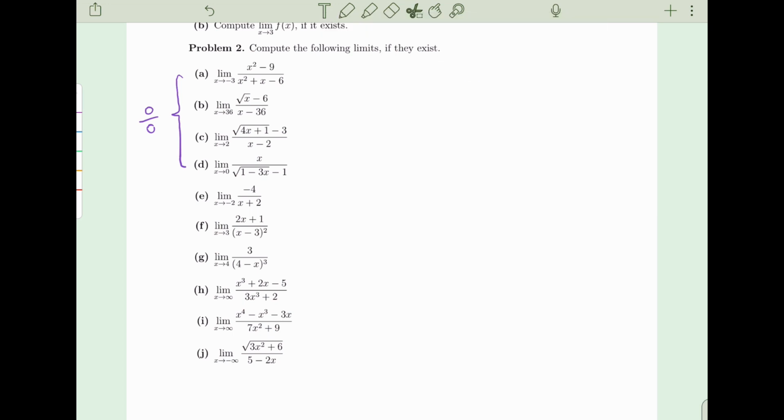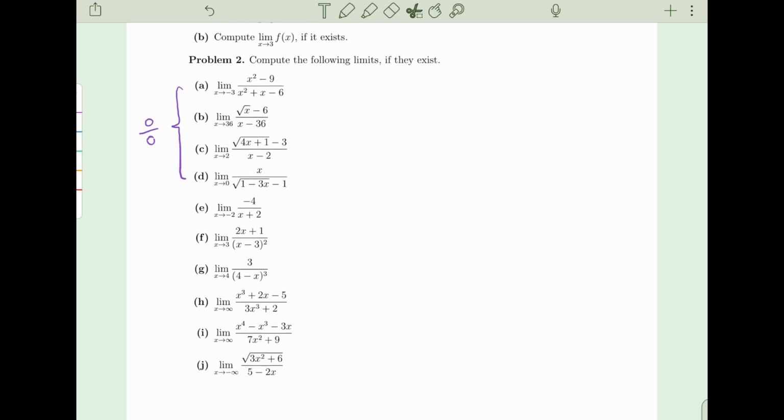You will need to do something to this expression so that you can get rid of the 0 factor and you no longer have the form 0 over 0. After that, you can plug in the number x into the expression. That is the general idea of solving this type of limit. So let's see how we can solve them.